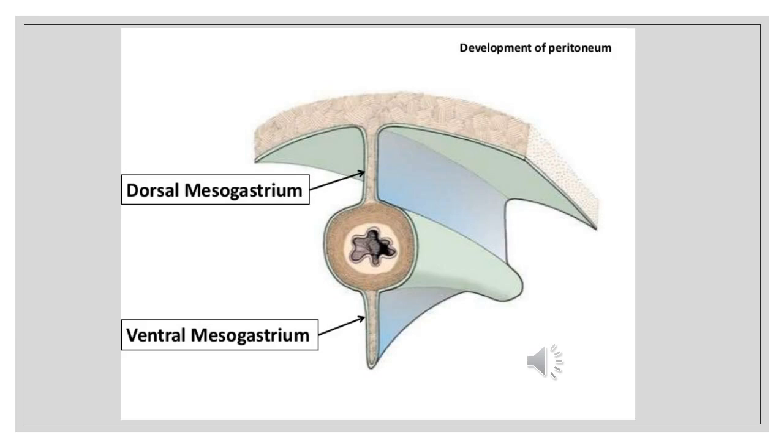The abdominal part of the foregut is suspended by mesenteries, both ventrally and dorsally. The ventral mesentery of the foregut is called the ventral mesogastrium, and the dorsal mesentery is called the dorsal mesogastrium.